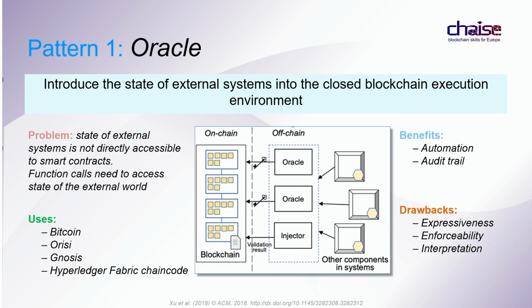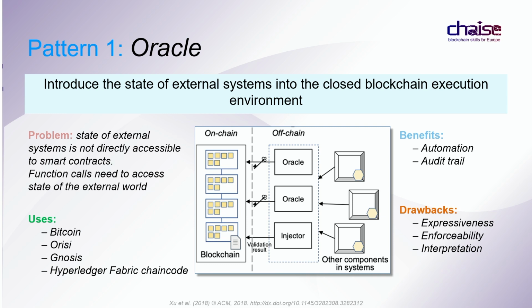Let's start with the first pattern, which is Oracle. The Oracle pattern introduces the state of external systems into the closed blockchain execution environment. Problem: the execution environment of the blockchain is self-contained. It can only access information present in the data and transactions on the blockchain.